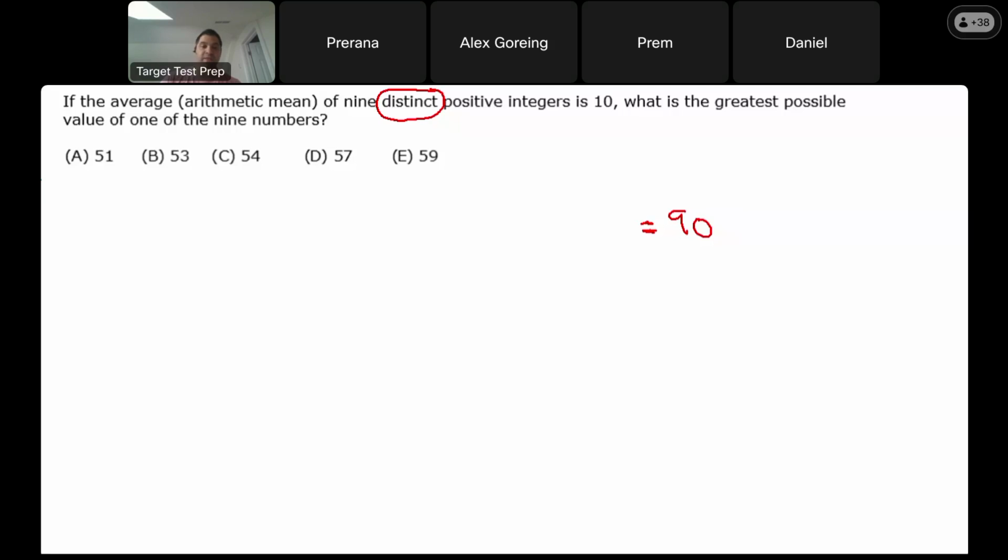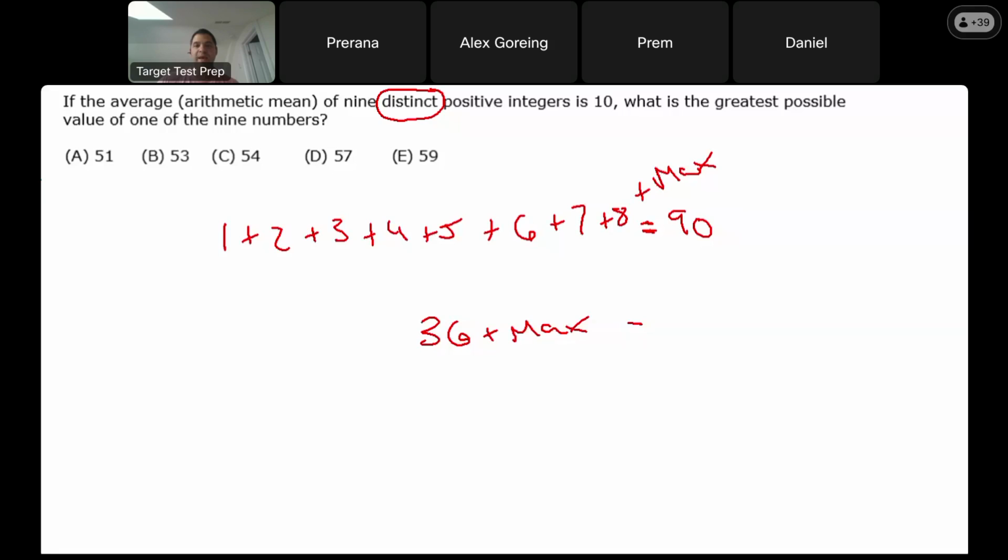Now, I don't know if that's what you guys did to solve this. We're told the integers are positive. So we're literally just saying 1 plus 2 plus 3 plus 4 plus 5 plus 6 plus 7, and then plus 8, and then plus the max. And then you're subtracting that from 90. So 1 plus 2 plus 3, that's 3, 6, 10, 15, 21, 28, and then 36. So it's 36 plus the max is equal to 90. So 54 is equal to the max number here. Does that make sense to everybody?